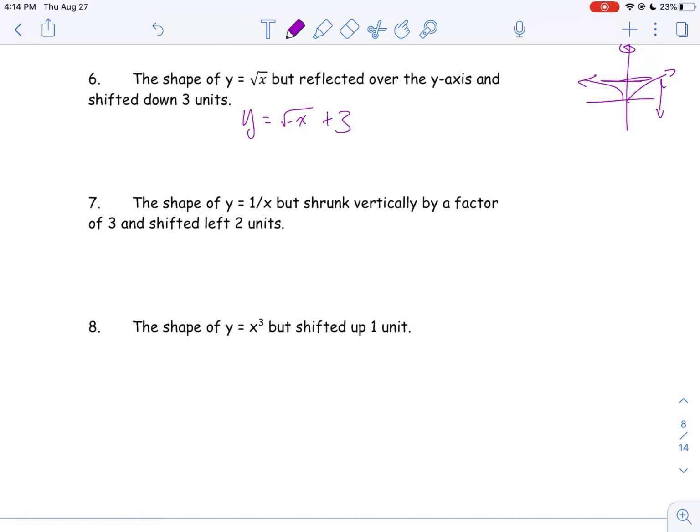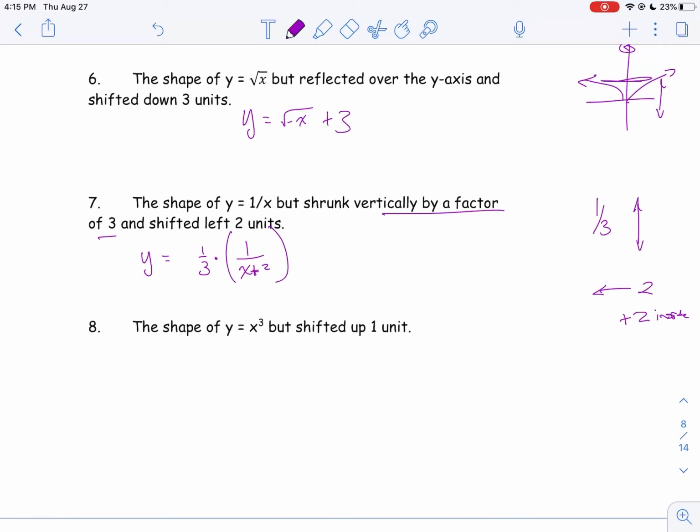All right, number 7. Shape of y of 1 over x, but shrunk vertically by a factor of 3. So a vertical shrink up and down, it's got to be less than 1. So factor of 3 is going to be 1/3. And left 2. How do I move left 2? If you remember its opposite, I'm going to have to add 2 on the inside. So this ends up being y equals 1/3 times 1 over x plus 2.